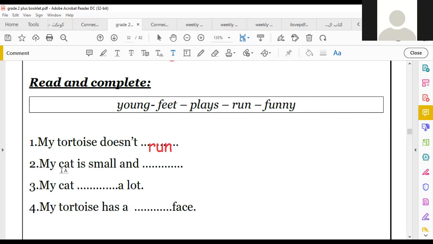Number two, read please and answer. Why? Yes. Is good. Small. Small. And feet? You want to say feet? No. You want to say young? No. Plays? No. Funny? Yes. Good.